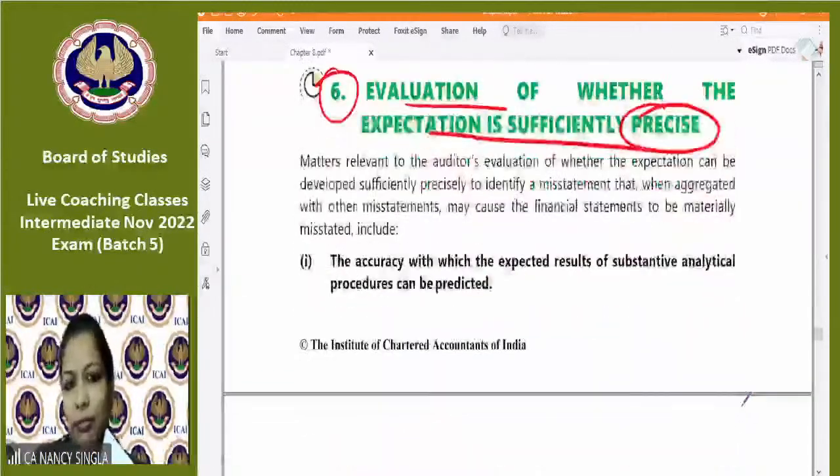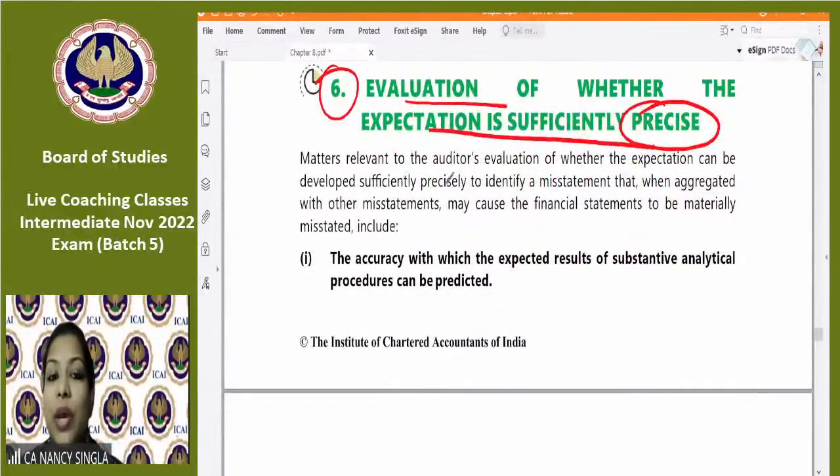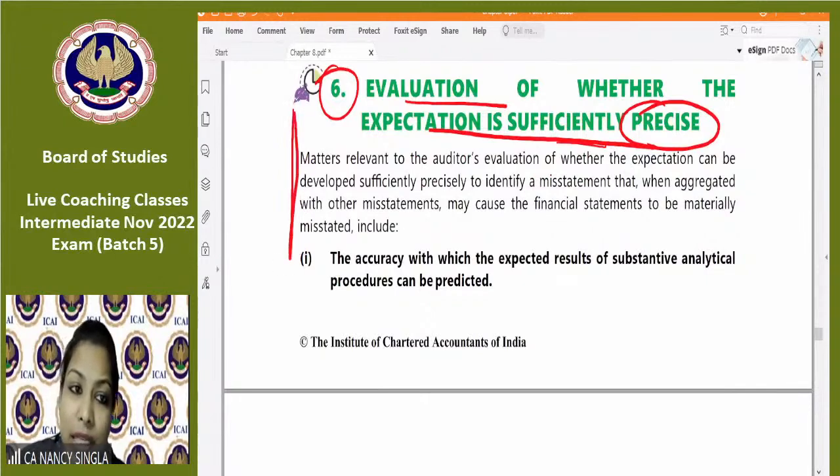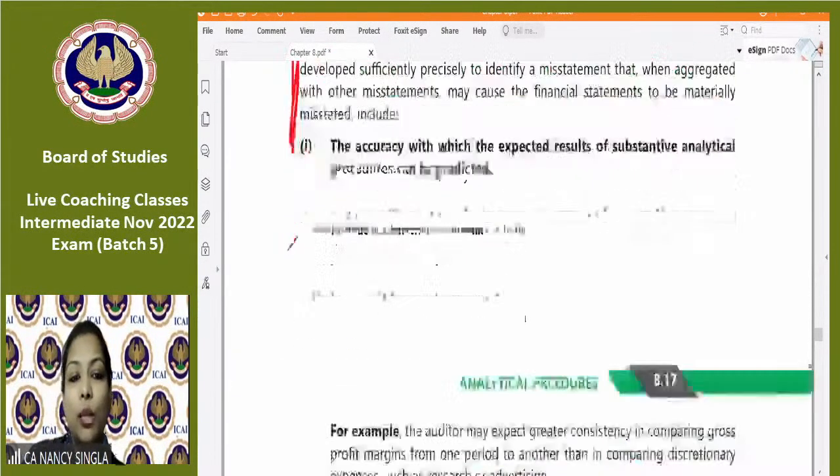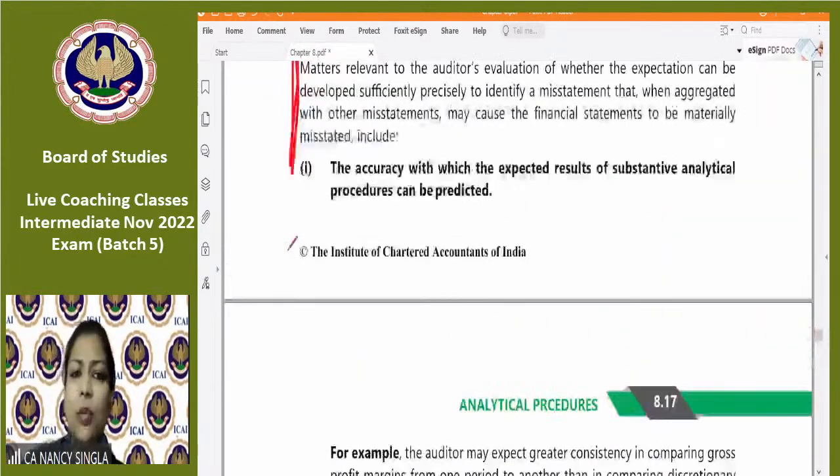It is very simple. Now, evaluation of whether expectation is sufficiently precise. So in this step, auditor is first of all developing an expectation and he's seeing as to whether that can be developed with precision, that is accuracy or not. Now, will you be able to develop it accurately or not? Again, it will depend upon what? 3 factors. Which are what? That you have already done. I told you that you will find there is certain kind of repetition.